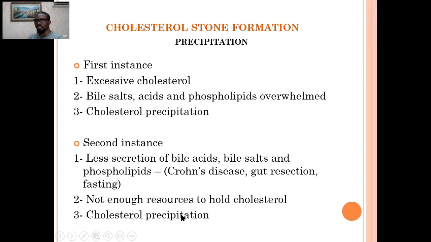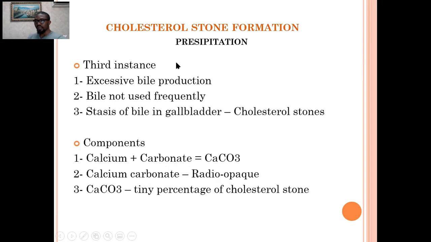Now, in the third instance, this happens where there is too much bile secretion and too much bile being stored in the gallbladder and not used often. So in this case, there's going to be stasis or piling up of bile in the gallbladder, which will then lead to the formation of cholesterol stones.